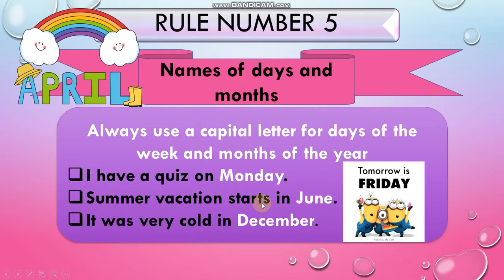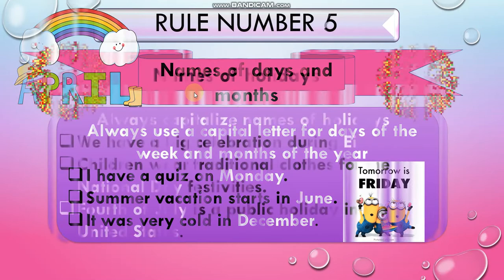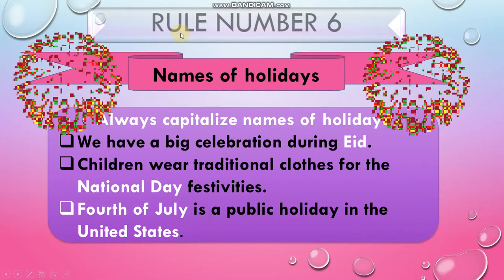"Summer vacation starts in June." The name of a month, so I capitalize the J. "It was very cold in December." Again the name of a month, so I use initial caps. I use the first letter in capital letters. "Tomorrow is Friday, woohoo!" Again, remember, whenever it's the day of the week or the month of the year, we always use capital letters.